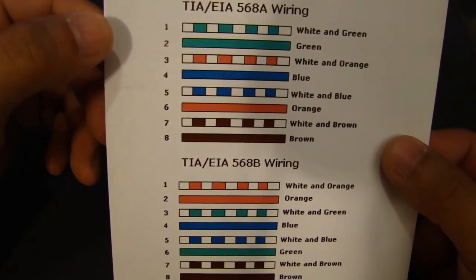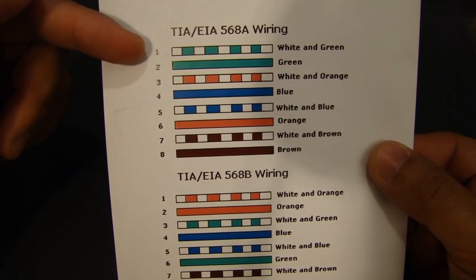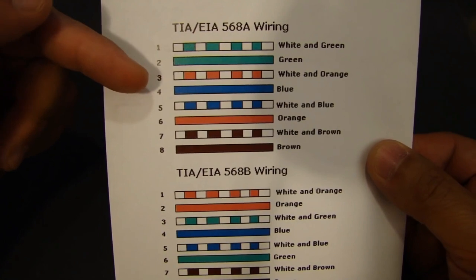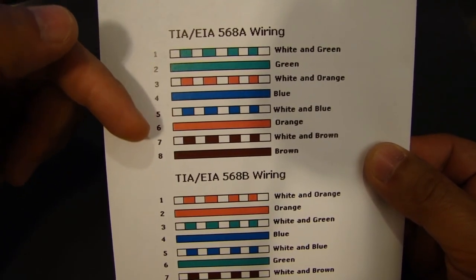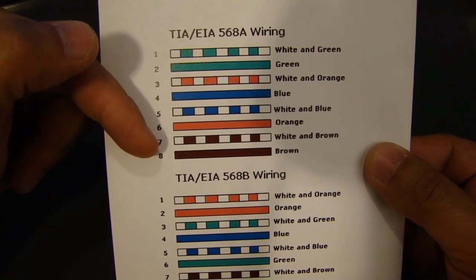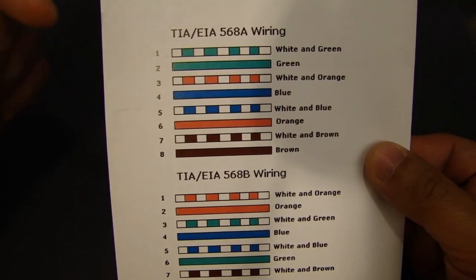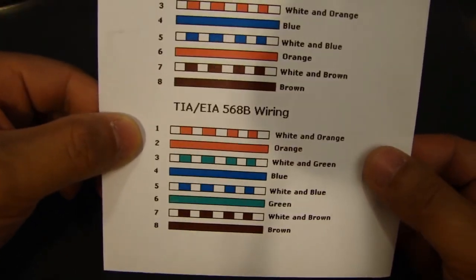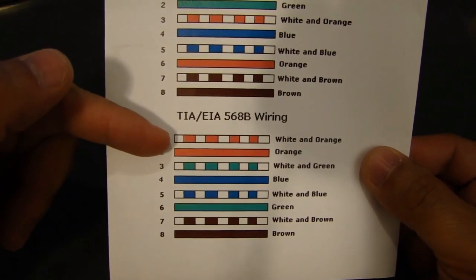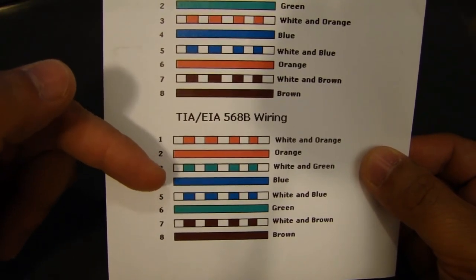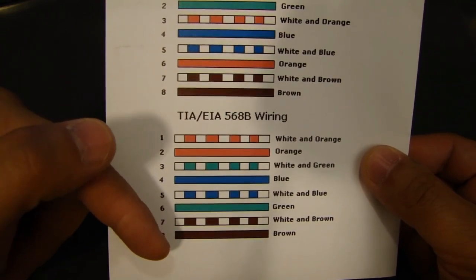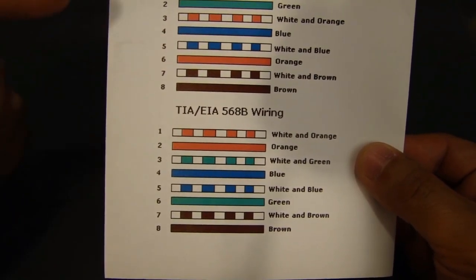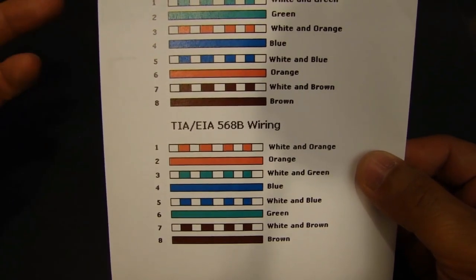Okay. So starting with pin 1, you have white-green, green, white-orange, blue, white-blue, orange, white-brown, and brown. And on the crossover side is white-orange, orange, white-green, blue, white-blue, green, white-brown, brown. So these are the pinouts that you need to know.